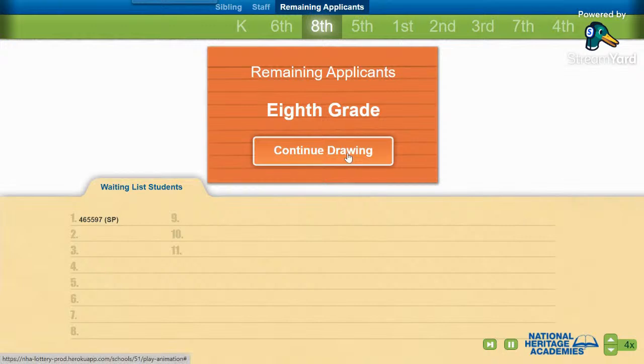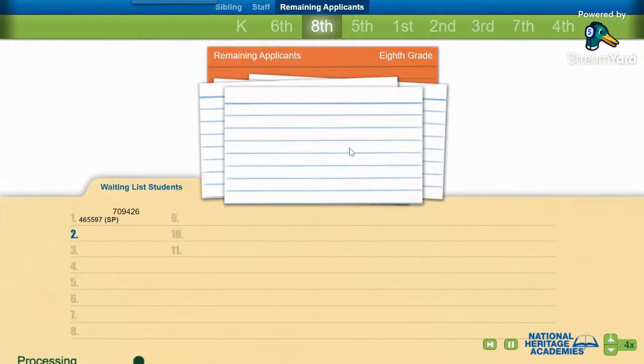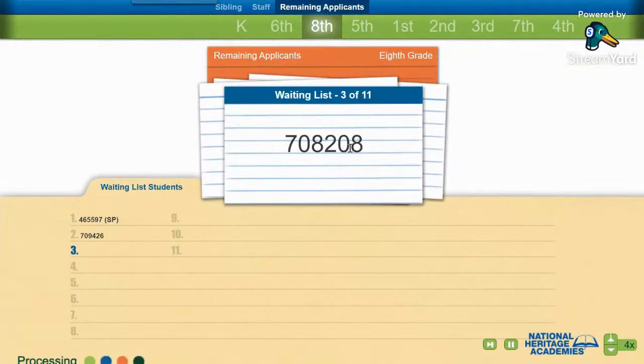Moving on to eighth grade. Same thing here. Number 1 on the waiting list received preference from a sibling earlier. So we're starting with number 2. And you will receive monthly emails if your child is on the waiting list. And you'll have a link that you can click on to find out exactly where they are on the waiting list. Again, movement is common.